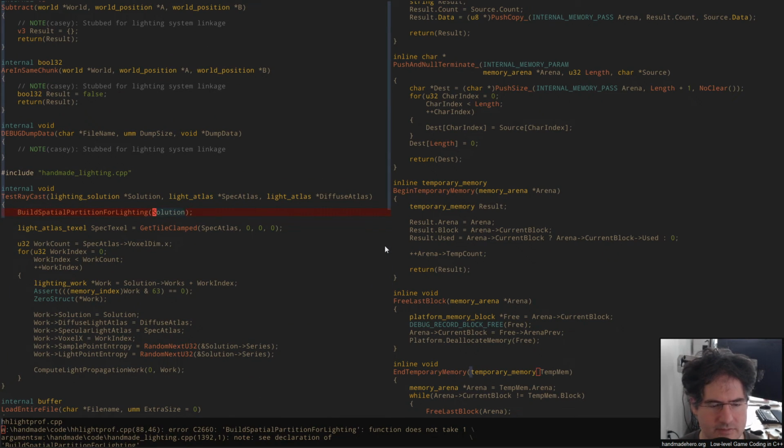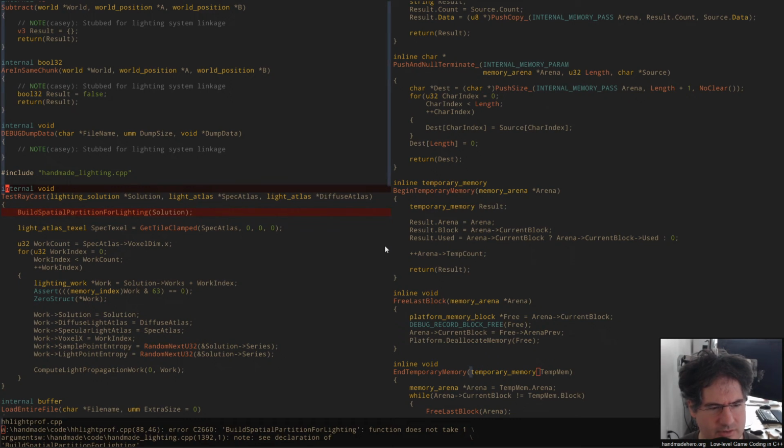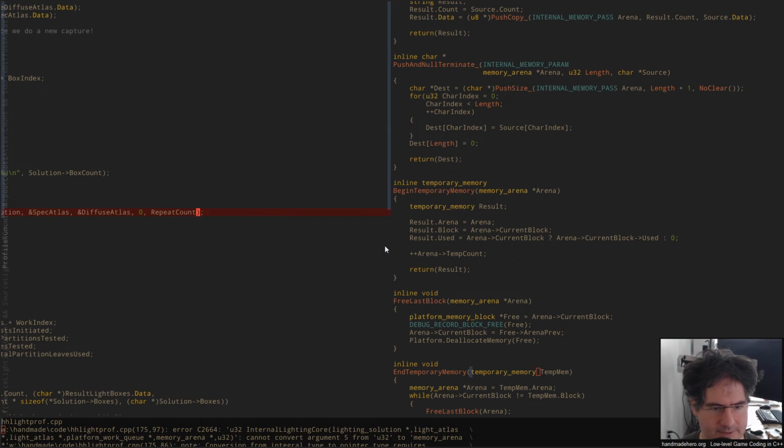In the test raycast here, I'm not sure what we are still doing with this particular routine. I guess this is just the stub that we use for testing, so that makes sense. I thought we called internal now. Does anyone call test raycast? Nobody does. So this is not a thing. So that just kind of goes away, right?